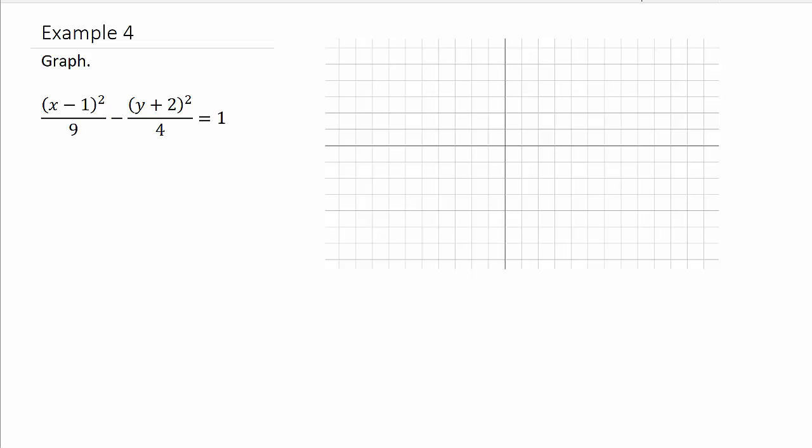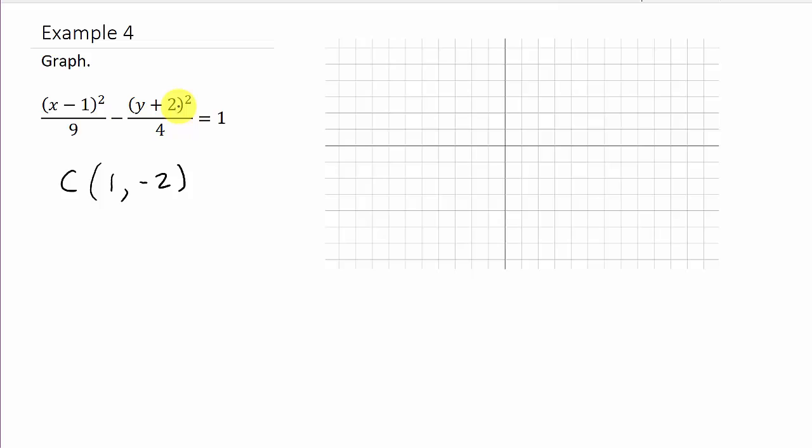Alright, so here we have another example of graphing a hyperbola. And this one, it's different than the other ones I've done. The center's not at the origin. So we've got x minus 1 squared over 9 minus y plus 2 squared over 4 equals 1. Alright, so when we look at this, the first thing we need to do, we need to get the center. Okay, so the center here is going to be 1, negative 2. We get that from this and this. The center is 1, negative 2.